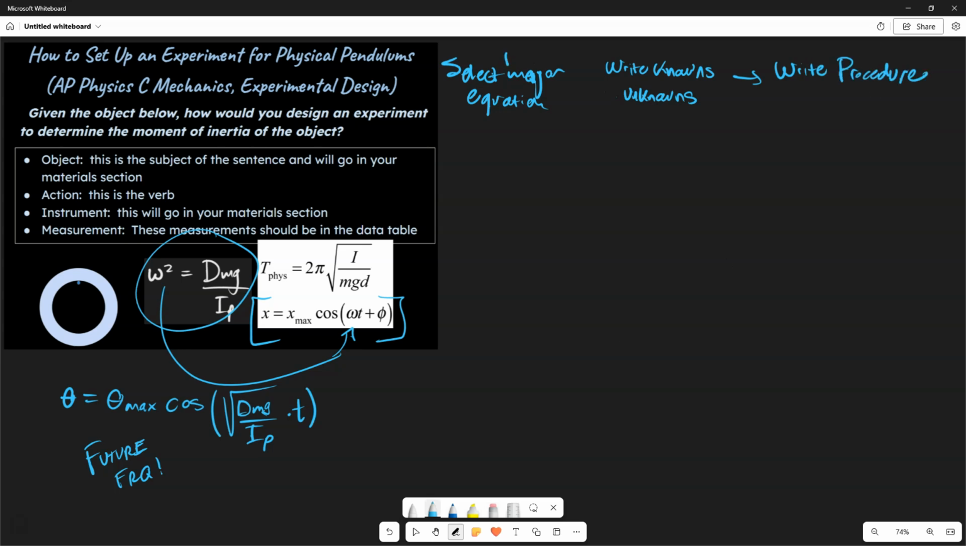And there is a sequence here. First, you got to select the major equation that you're going to be working with. Then you need to write what your knowns are. Your knowns are going to be measured in this case, right? So we have to figure out how we're going to measure those and write about how we're going to measure those knowns. And what our unknown is, we really usually just have one. So I'll just say unknown. And then after that, then we can write our procedure, right? Because we don't want to start with writing the procedure when we don't actually know where we're going with this. So we have to be careful and figure out where we're going.